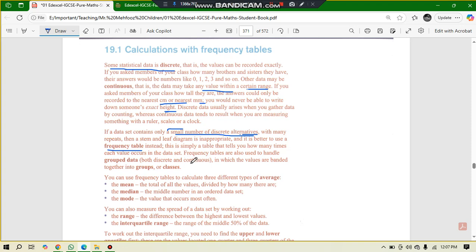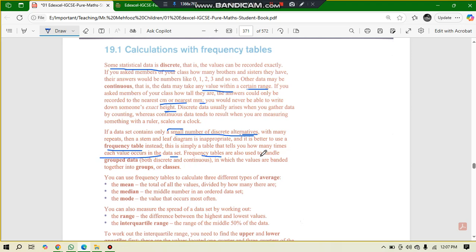This is simply a table that tells you how many times each value occurs in the data set. So a frequency table is that table in which we are dealing with the frequency of the numbers. Frequency of the numbers means how many times each number is repeated in the data.